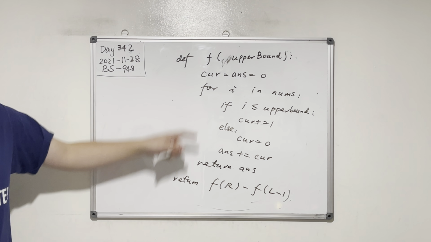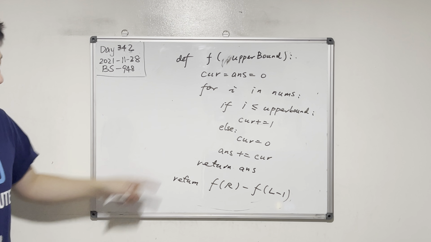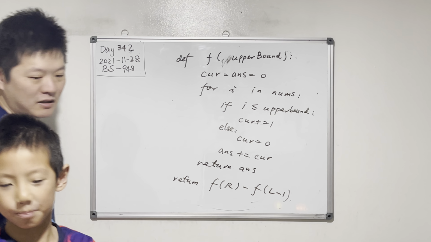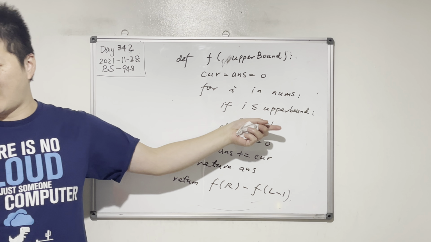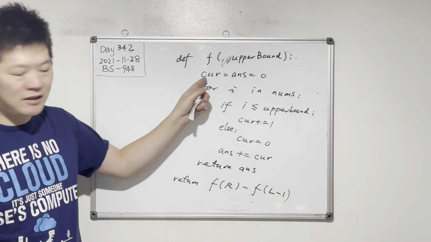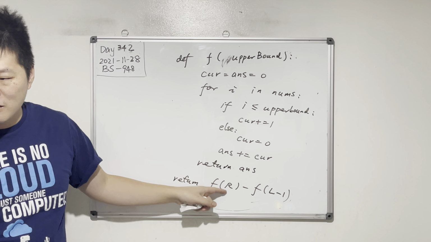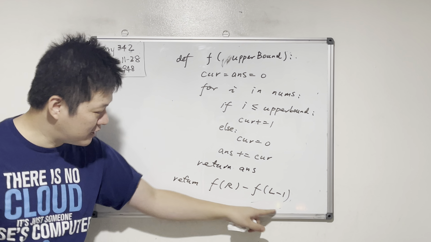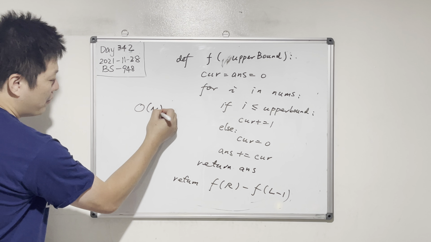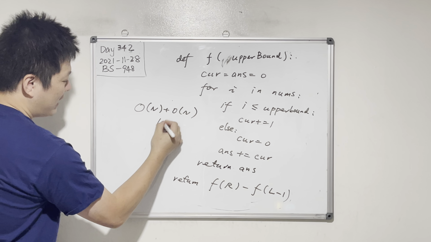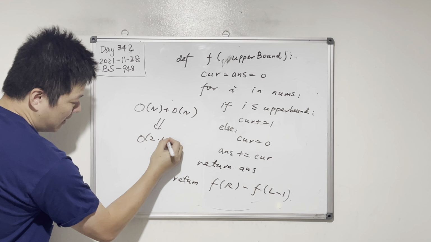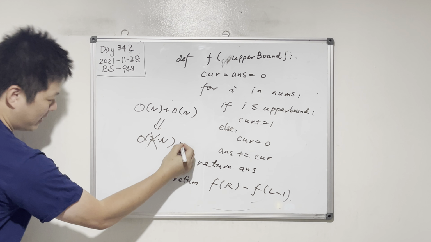What's the time complexity here? This is O(n), because we're going through the numbers with a for loop. The space is constant. How many times do we need to call this function? Twice. So that's O(n) plus O(n), which is O(2n), but we drop the constant, so it's O(n).